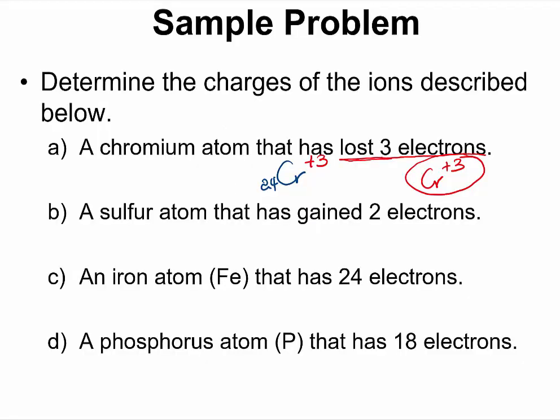So normally the symbol of sulfur should be like that. But after gaining 2 electrons, the symbol should become sulfur with a charge of -2, telling us that we now have 2 extra electrons in the atom. Let us take a look at the third question. An iron atom that has 24 electrons.